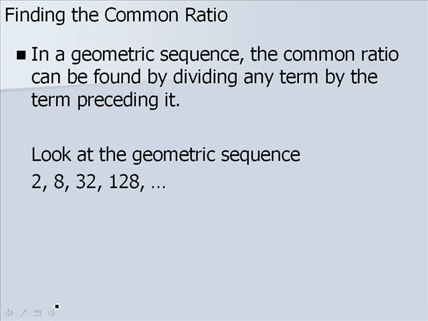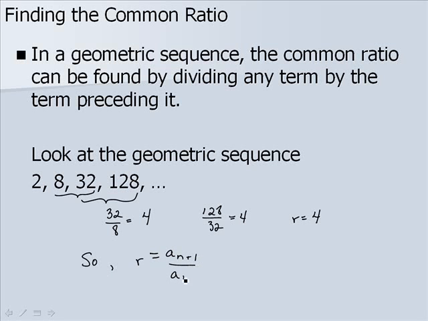Let's look at the following geometric sequence. We see that the common ratio can be found by dividing two consecutive terms, so we'll take 32 divided by 8 and we'll get 4. We could do the same with our next two terms. 128 divided by 32 is also 4. So our common ratio is 4. We get an r value of 4. So we can define our common ratio as r equals a sub n plus 1 divided by a sub n.